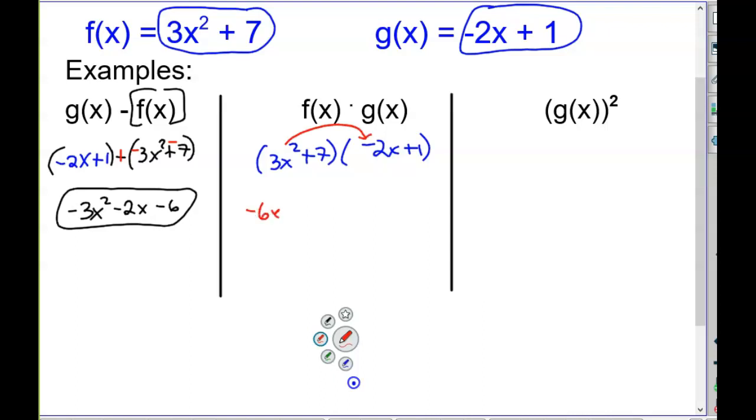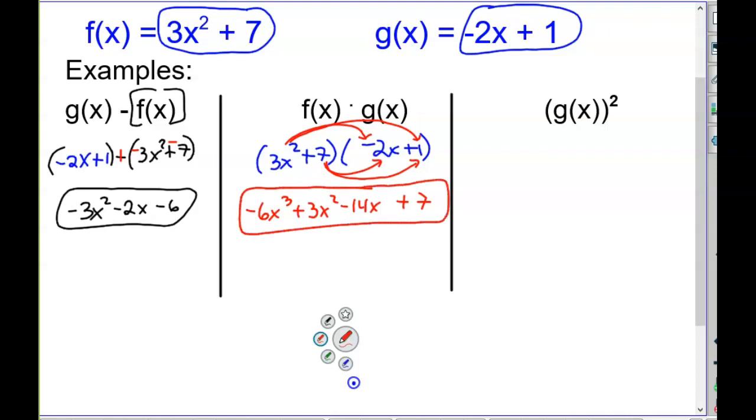I get negative 6x to the third plus 3x squared minus 14x plus 7. And then there are no like terms this time. So I can't add anything, which means if you did your box, you didn't have any like terms, and that's as far as we can take that one.